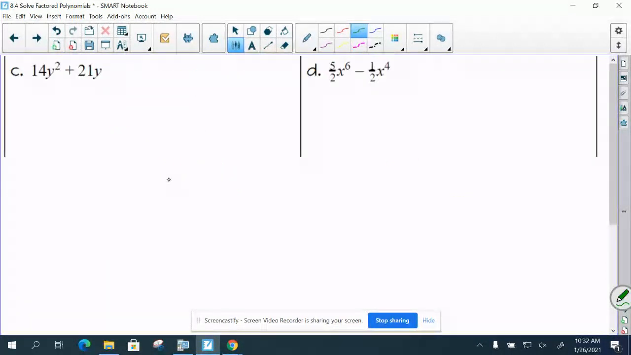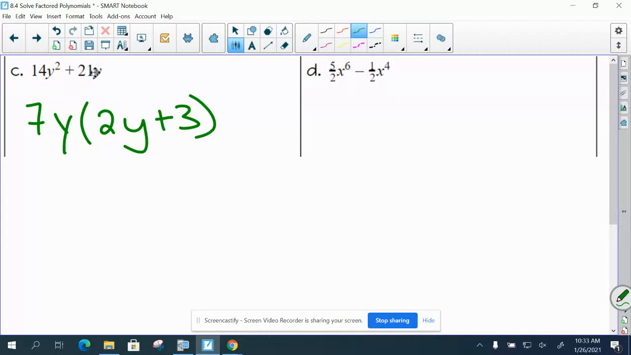Okay, part C. 14 and 21, the greatest common factor is 7. And then between y squared and y, the greatest common factor would be y. So here you're left with 2y and then plus 3. No more y's because there was only one y and we pulled it out.